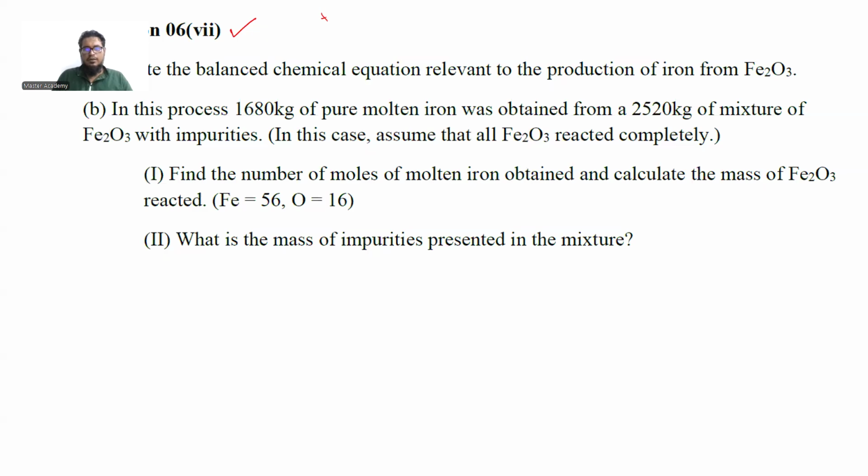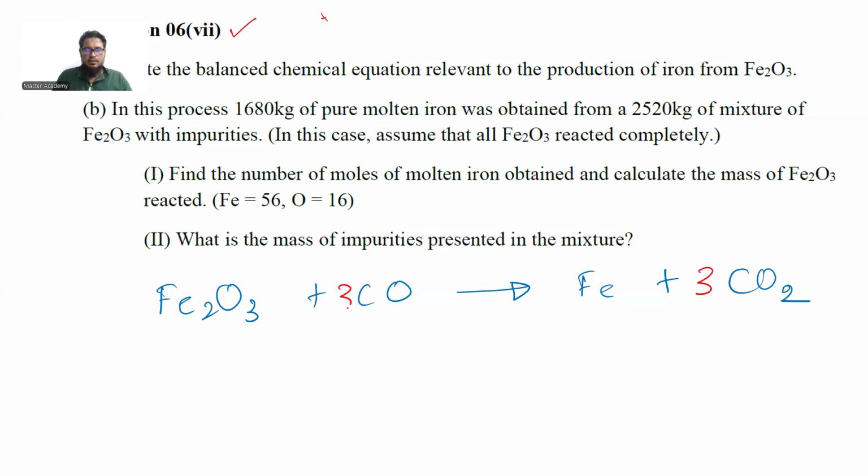You all know that, no? Okay, anyways, I'll quickly write it down. Fe2O3 plus carbon monoxide will form pure Fe plus carbon dioxide. The balancing part, by now you all know, whenever you get this, put 3 here, 3 here, and balance Fe. Okay, good. So we know the ratio.